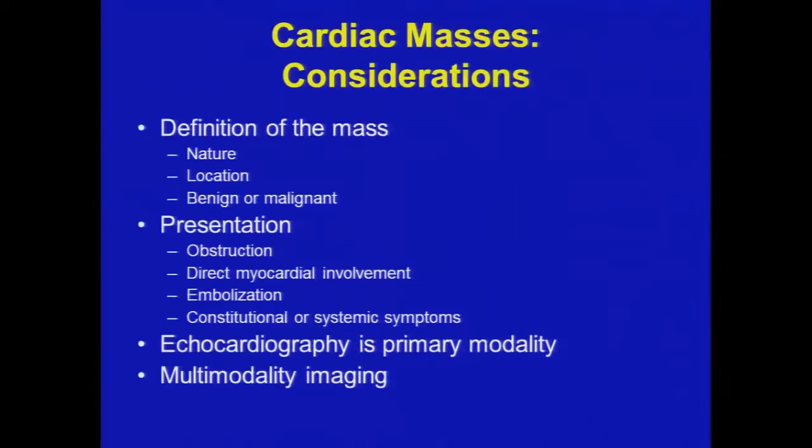Okay, good. So we're going to get started with cardiac masses. When you're confronted with a cardiac mass in the echo lab, the first thing you want to do is try to define the mass. What's the nature of the mass? What's its location? What's its mobility? What's it attached to? Do you believe it's benign or malignant? Do you actually believe it's a true mass?